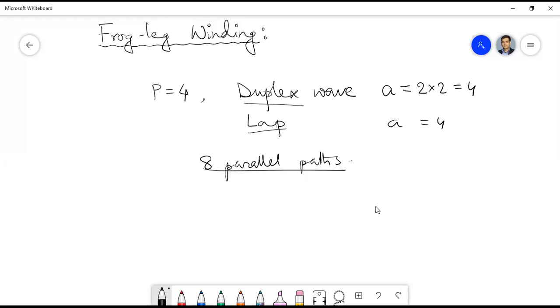So have you understood? Sometimes it may so happen that some coil side position or some slot you cannot use with the given number of coils. So then what we do? We place a dummy coil there. Similar coil, but we don't connect this to the actual armature winding. So that is called the dummy coil. Have you understood this point? What is dummy coil?